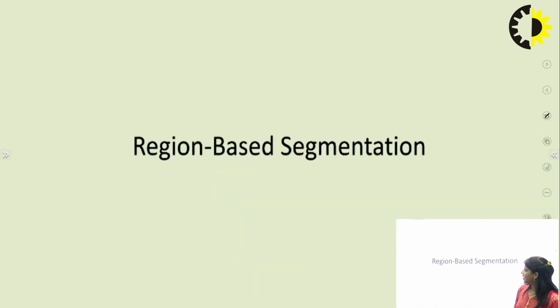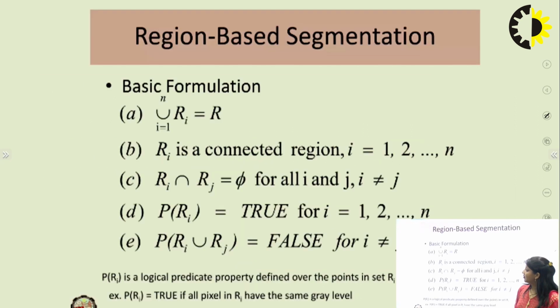Next is region based segmentation. This is also similarity based segmentation, in which the key term is region. Region means we have to find the different regions, connect them, find the similarity between those regions, and club them into one region, and in this way segment the image. So this is the basic formulation.